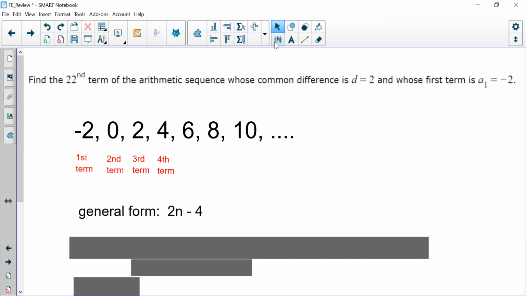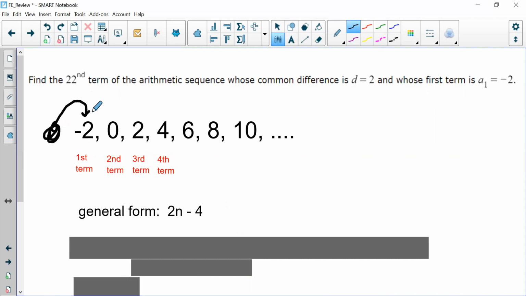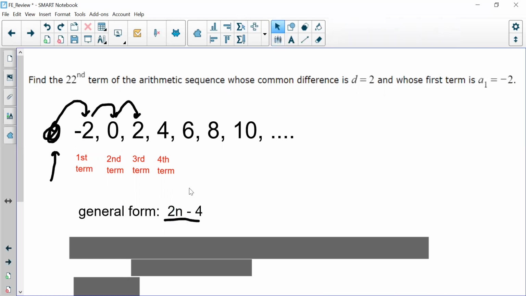I'm not sure if you can even see my cursor. I just realized, there had to be a -4 right here, so that when you add 2, you get -2. You add 2 again, you get 0. You add 2 again, you get 2, etc. So this term right here, the 0 term, would be -4, which gives you the general form of this sequence.